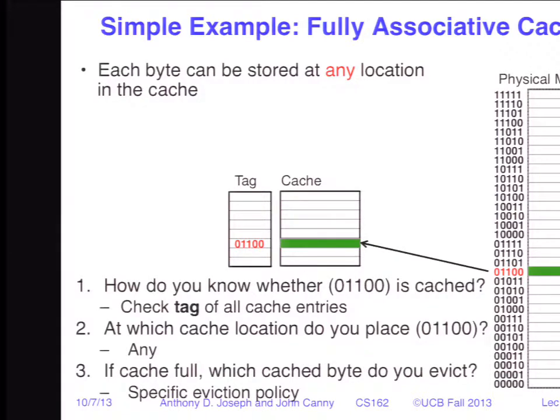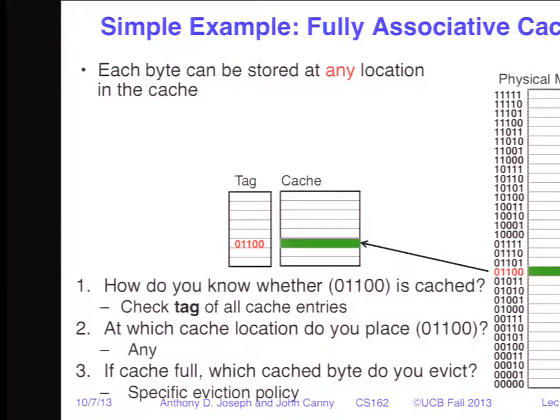Where do we place an item that we want to cache? We can place it anywhere. If the cache is full, which cache byte do we evict? That's going to depend on our replacement policy. And there are many different replacement policies that we could have. Any questions?